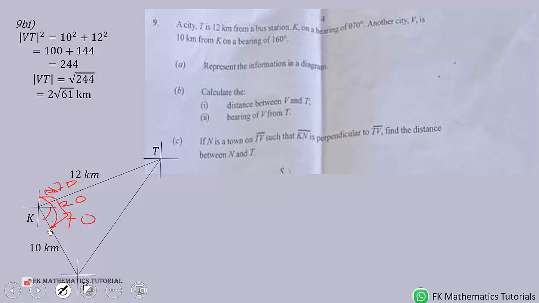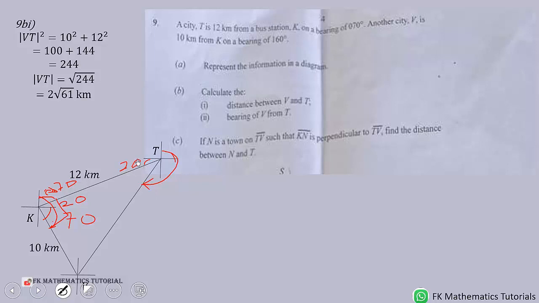Okay, now let's look at the I part, bearing of V from T. So bearing of V from T, you move from here to here. That is bearing of V from T. So we know this place will be 20.